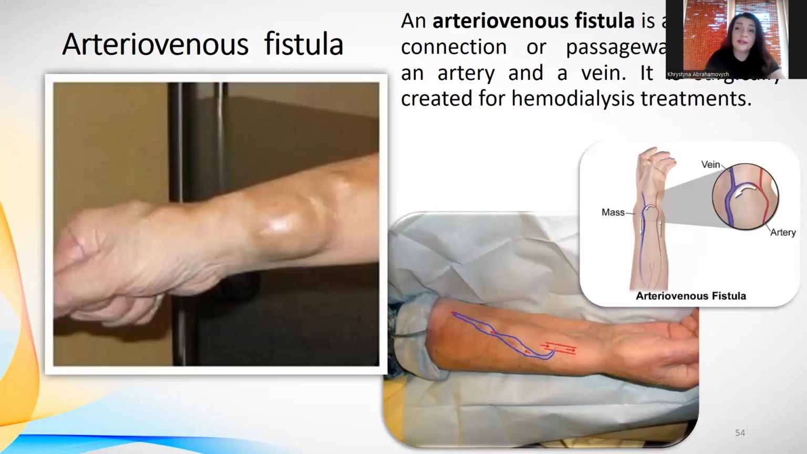And now again, this is how this arteriovenous fistula looks like. An arteriovenous fistula is an abnormal connection or passageway between an artery and a vein, and it is surgically created for hemodialysis treatment.